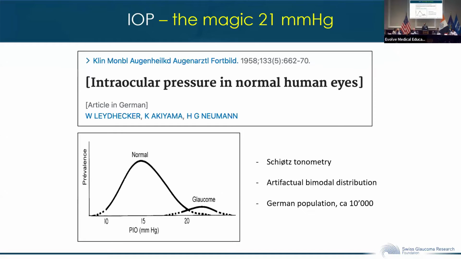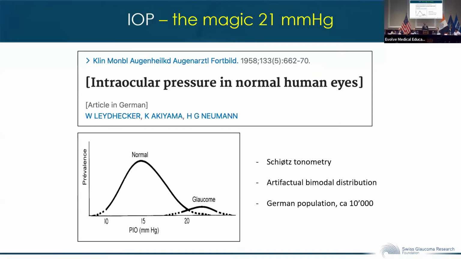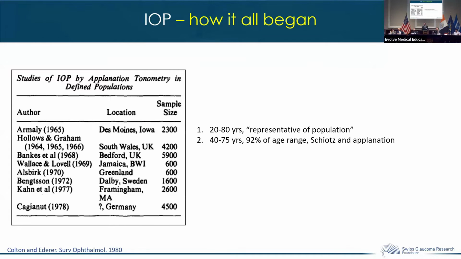Let's go back in time, and I like to show, especially to our younger colleagues, to my residents in Switzerland, where the magic number of 21 millimeters of IOP comes from. Well, it was based on a population study conducted in southern Germany by Leydhecker and colleagues, where they examined about 10,000 people from the general German population, and they found that on average, IOP was around 15 millimeters of mercury. Therefore, by using two standard deviations, an epidemiological approach to detect abnormality, they arrived at this number of 21 point something millimeters, and everything above that was then considered pathological.